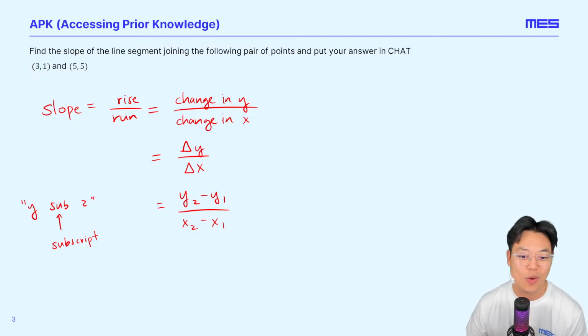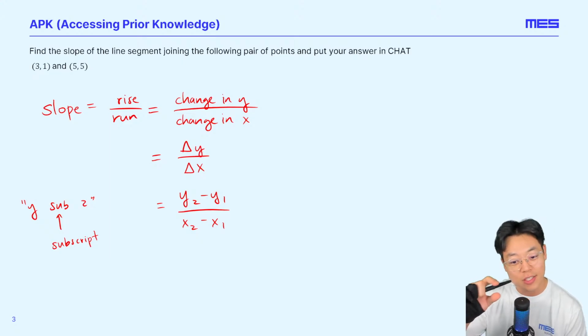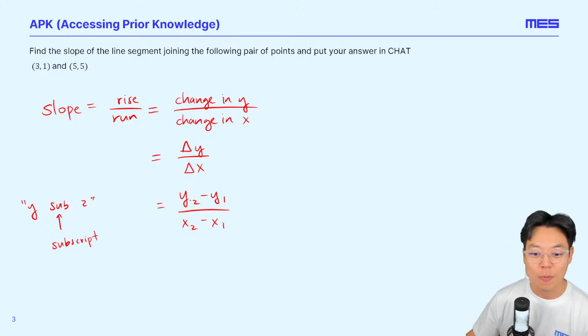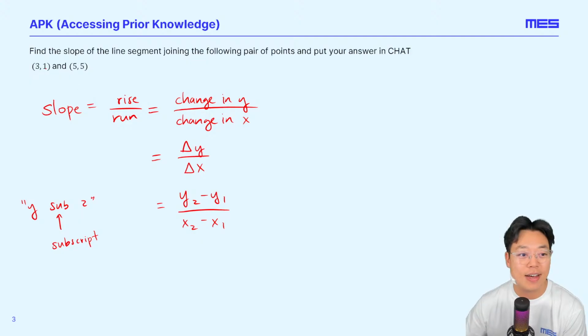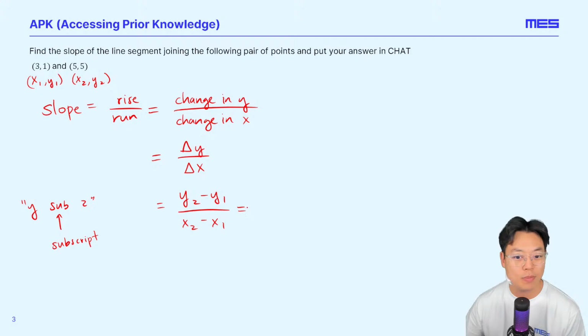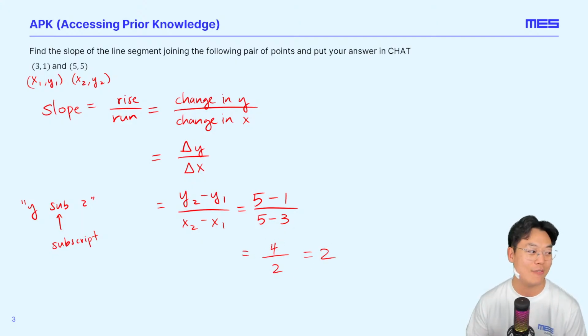Y sub 2 minus y sub 1, we call them subscripts because we write them a little under the line that we're writing in. So from here, we can identify each of these points as their respective coordinates. X sub 1, comma y sub 1, and this one we can call x sub 2, comma y sub 2. So y sub 2 is 5, and if you know the slope already, let me know in the chat. 5 minus y sub 1 is 1, x sub 2 is 5, and x sub 1 is 3. And now we simplify. 5 minus 1 is 4, 5 minus 3 is 2. In the end, we have 2 as our final answer, and that's how we find slope.